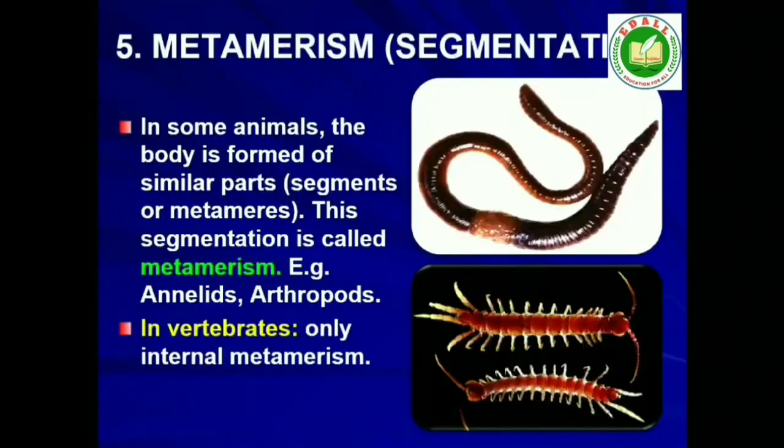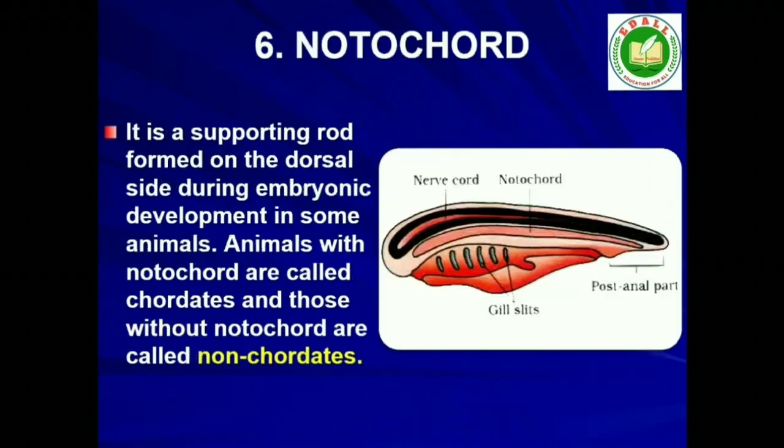Fifth is segmentation. In some animals, the body is externally and internally divided into segments with a serial repetition of at least some organs. For example, in earthworm, the body shows this pattern called metameric segmentation, and the phenomenon is known as metamerism. Sixth is notochord. Notochord is a mesodermally derived rod-like structure formed on the dorsal side during embryonic development in some animals. Animals with notochord are called chordates, and those animals which do not form this structure are called non-chordates, for example, porifera to echinoderms.